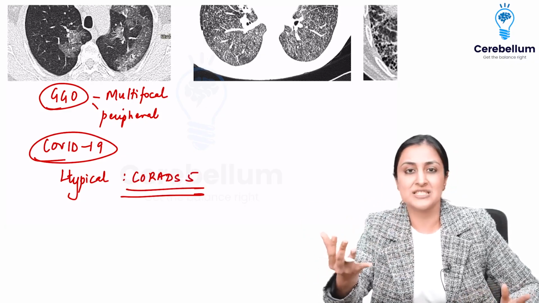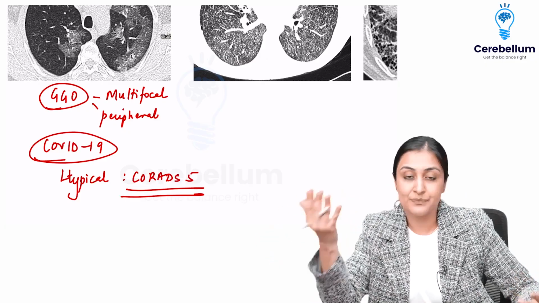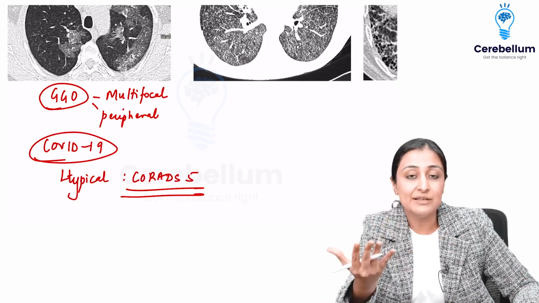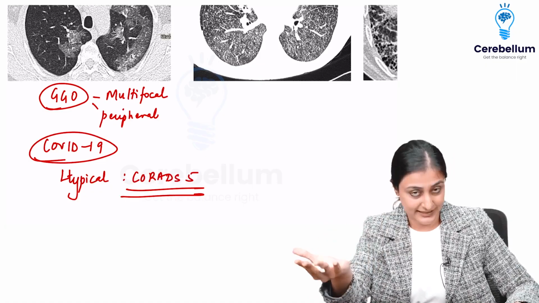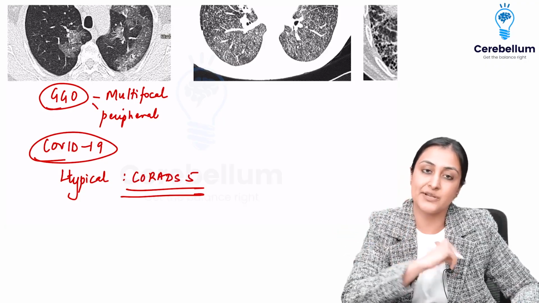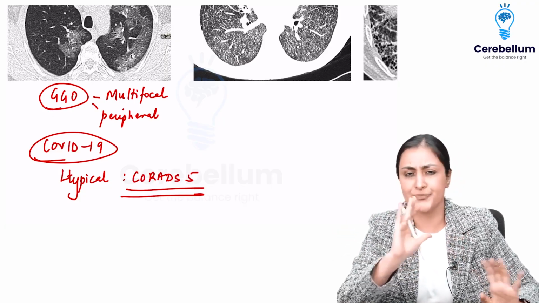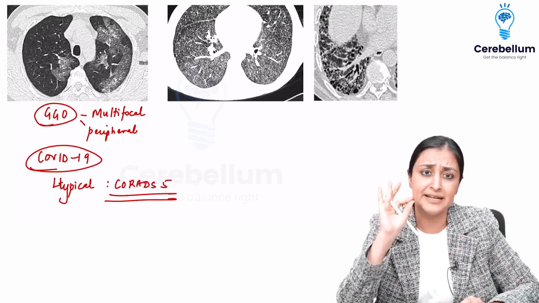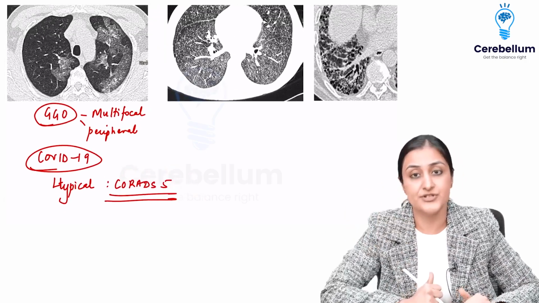A normal HRCT, it's CO-RADS 1. 2 is where it is a benign finding. 3 and 4 are equivocal. 5 is typical COVID-19. 6 is where the patient is RT-PCR positive. Just remember, typical finding, multifocal peripheral GGOs.